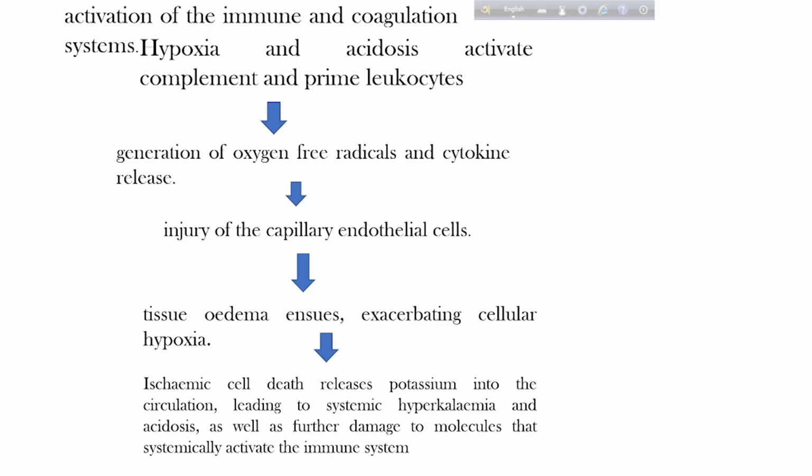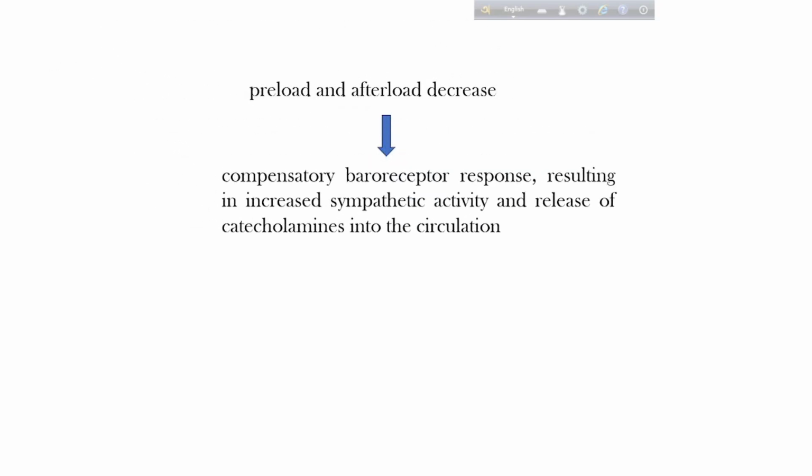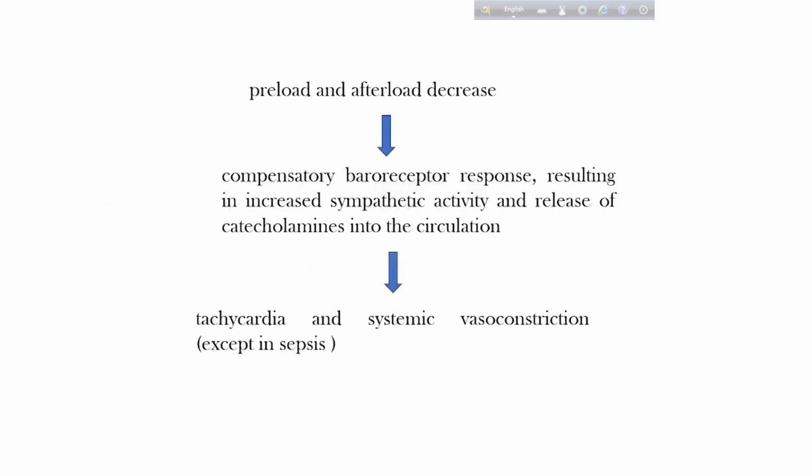So, how does the cardiovascular system respond to shock? Preload and afterload decrease. There is a compensatory baroreceptor response, resulting in increased sympathetic activity and release of catecholamines into the circulation, and then tachycardia and systemic vasoconstriction, except in sepsis or septic shock. We will also discuss septic shock later.